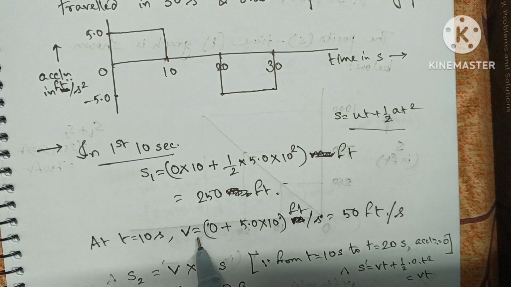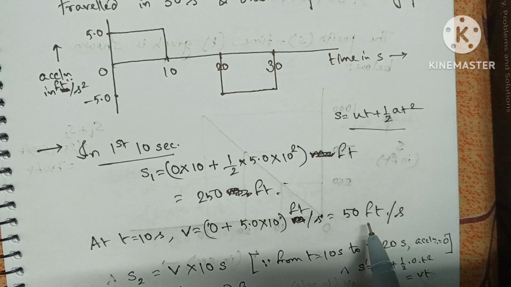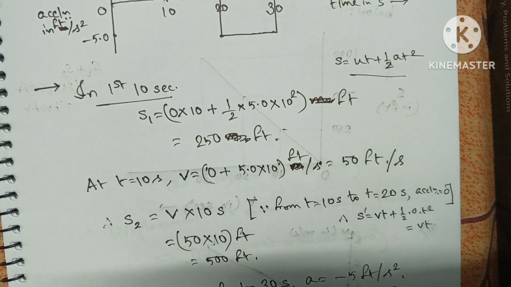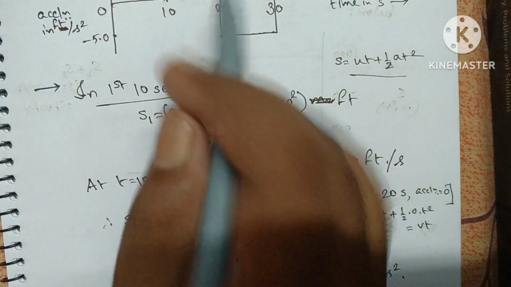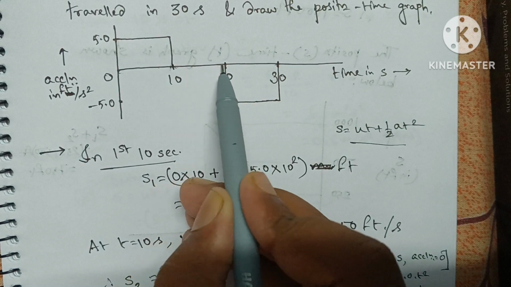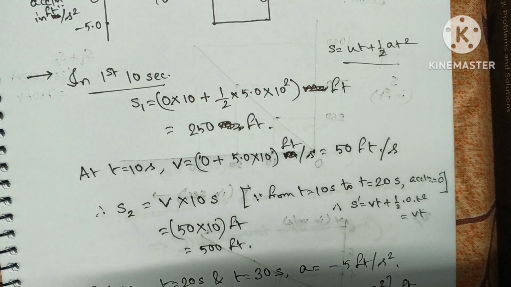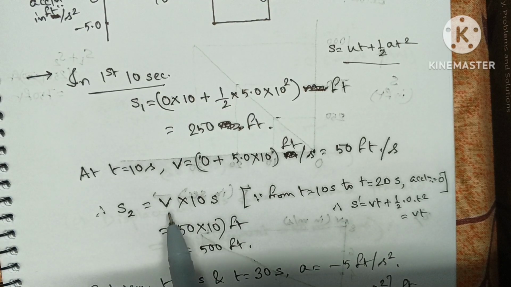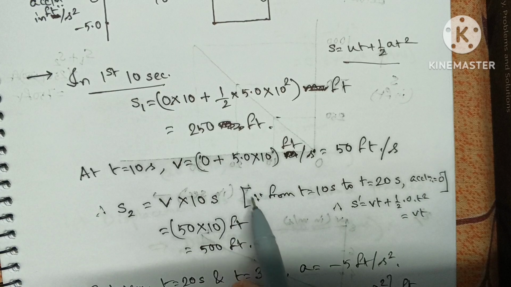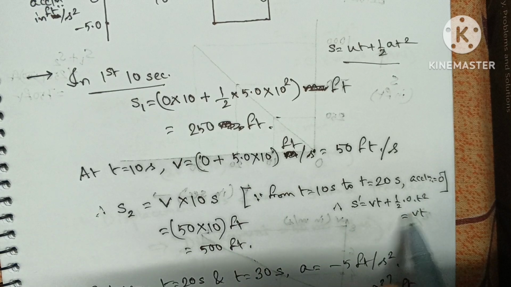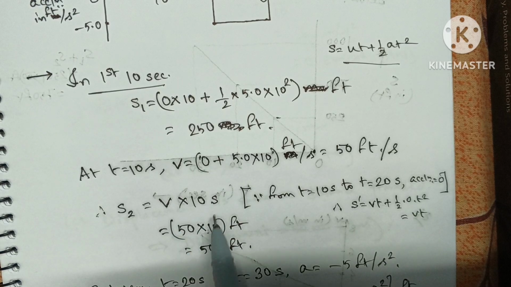Now at t is equal to 10 seconds, v is equal to u plus at, that is 0 plus 5 into 10 feet per second is equal to 50 feet per second. Therefore S2, where S2 is the distance traveled between t is equal to 10 seconds and t is equal to 20 seconds, where there is no acceleration. So S2 will be only v into t, because a is equal to 0 here, so it is only vt. That is 50 into 10 feet is equal to 500 feet.